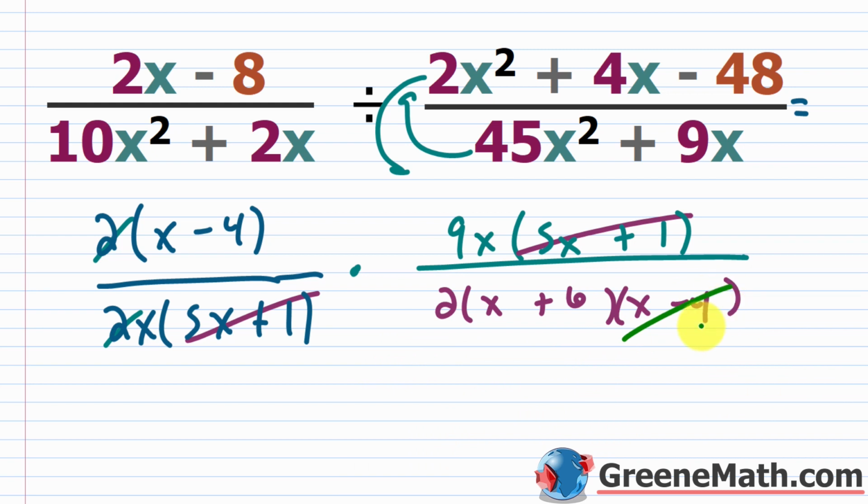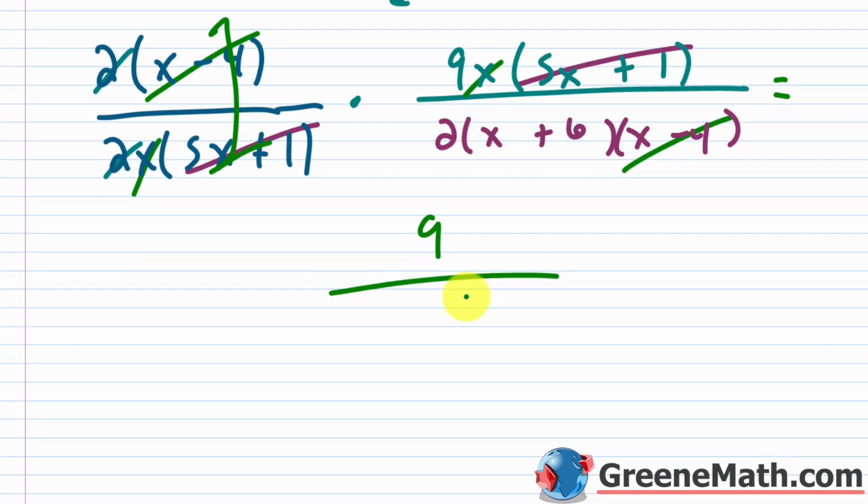I'm going to cancel this factor of x minus 4 with this factor of x minus 4. So this is a 1 up here. And basically, I'm going to cancel this x here with this x here. So this rational expression on the left is completely canceled. It's just really a big fat 1. So let me erase this and put a 1 here. And then all I really have left is 9 over this 2 times the quantity x plus 6. Let me come down here, and I'll put 9 over 2 times the quantity x plus 6.